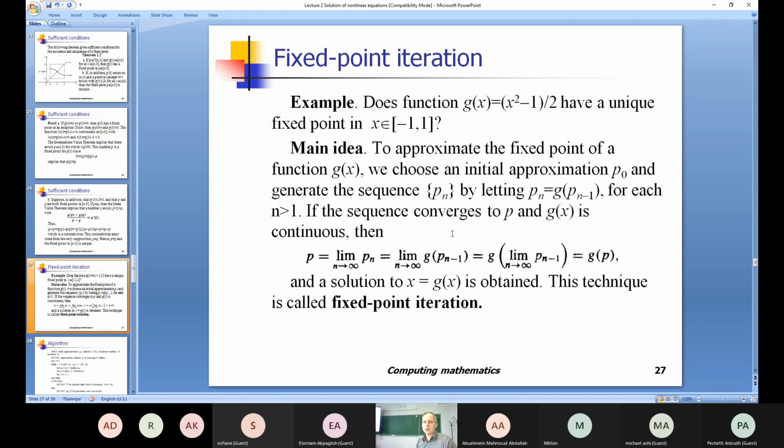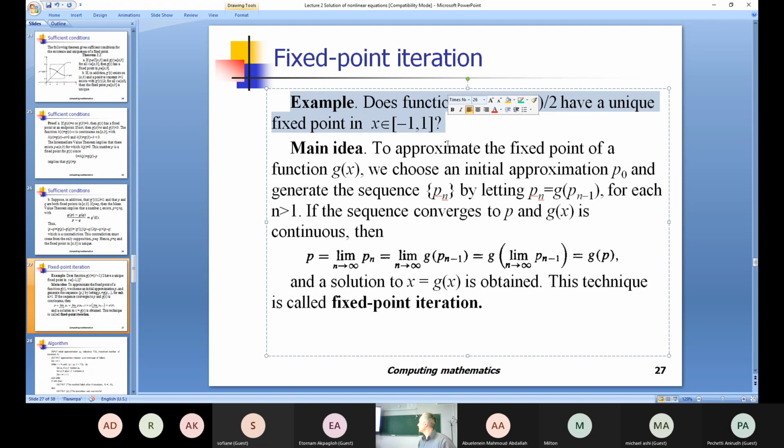Well, let's consider this example, and let's try to answer the question. Does the function g of x equals x squared minus 1 over 2 have a unique fixed point in the interval from minus 1 to 1? We should check the statements of the theorem.